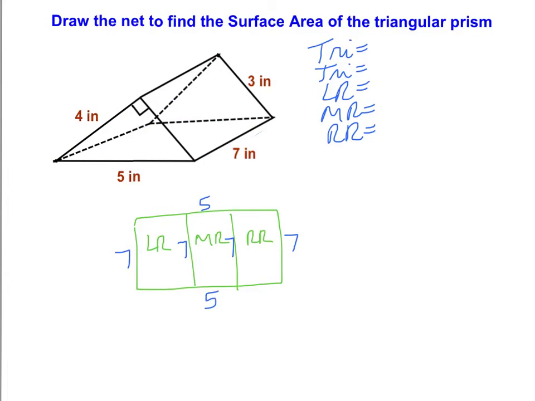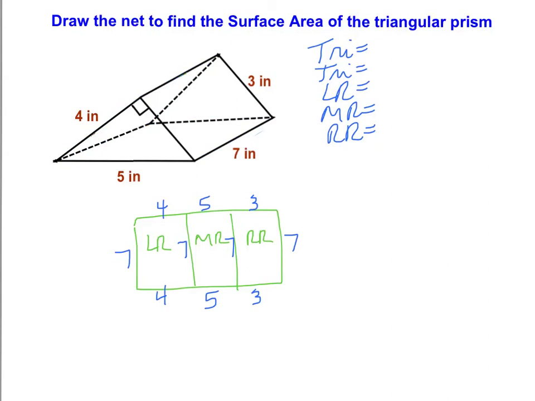Now I'm going to go ahead and do the right one. It's a 7 by 3. The left one might be a little harder to see. It's a 4 by this number here. Well, this is parallel to this, so that's why it's 7. So this is a 4 by 7 rectangle. So there's my 4.